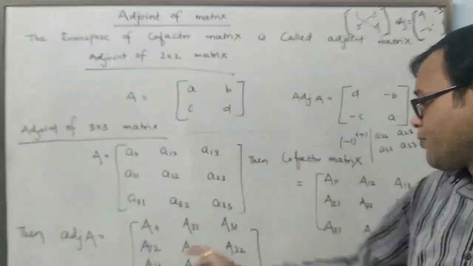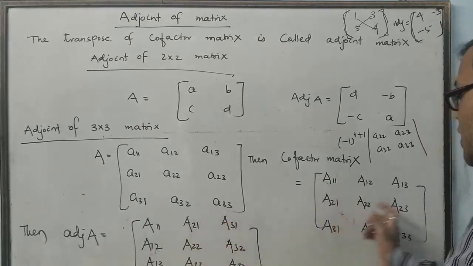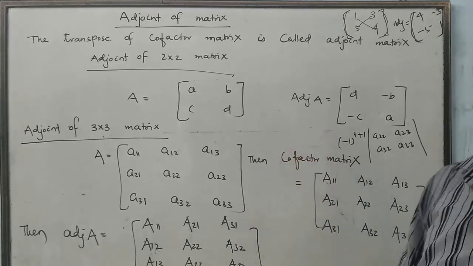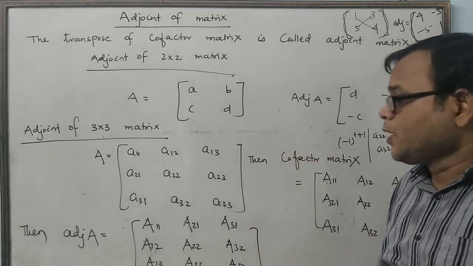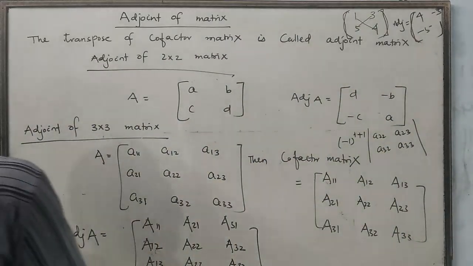A11, A12, A13. First row will be changed to first column. Second row will be changed to second column. Third row will be changed to third. So this is all about the adjoint of the matrix. While you are obtaining the adjoint of the matrix, then your inverse can be obtained.